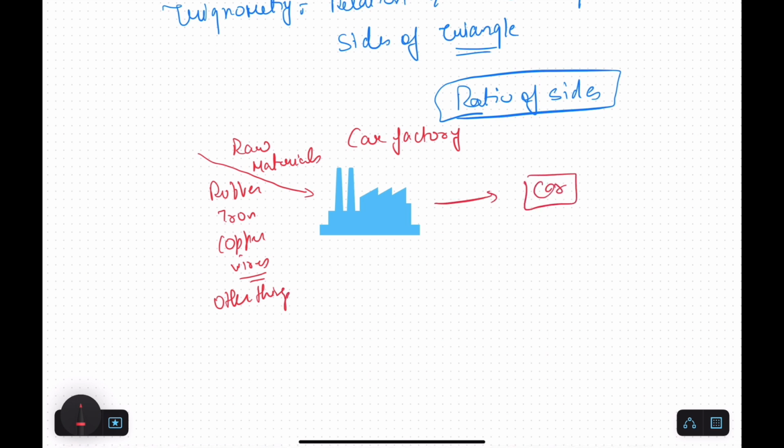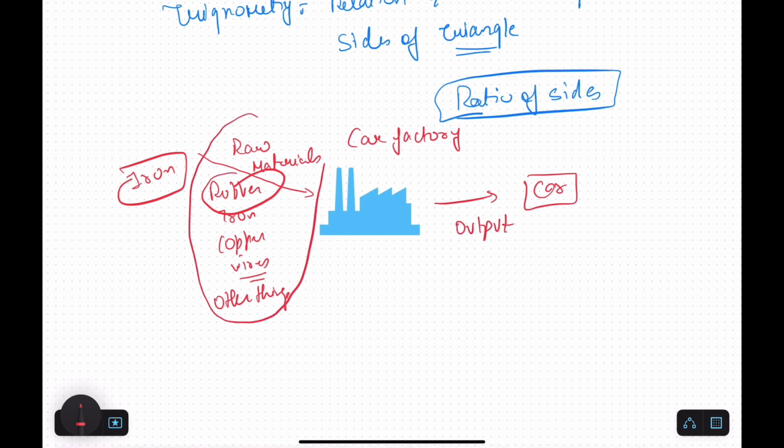For example, using iron you make its body, and with rubber you will make its tires. With wire and other things, with research and development, you make other parts. So its output is a car, and its inputs are these things.